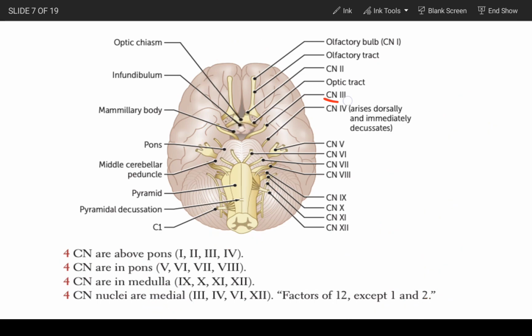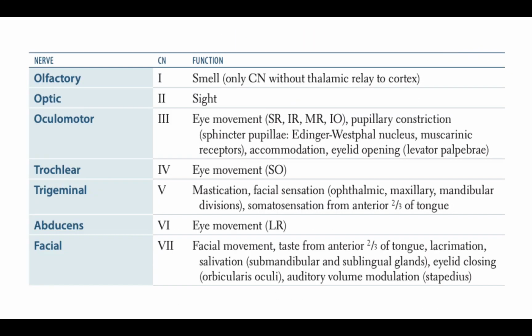So as you can see in this image, 3 is this one and 4 is this one. These are medial, and then 6 is again here. This is also medial, and the last one, that is the 12th one, is here again. These are the parts, right? So this is also medial. So these 4 are the 4 medial cranial nerves. So the next thing we have to know are the names of these cranial nerves.